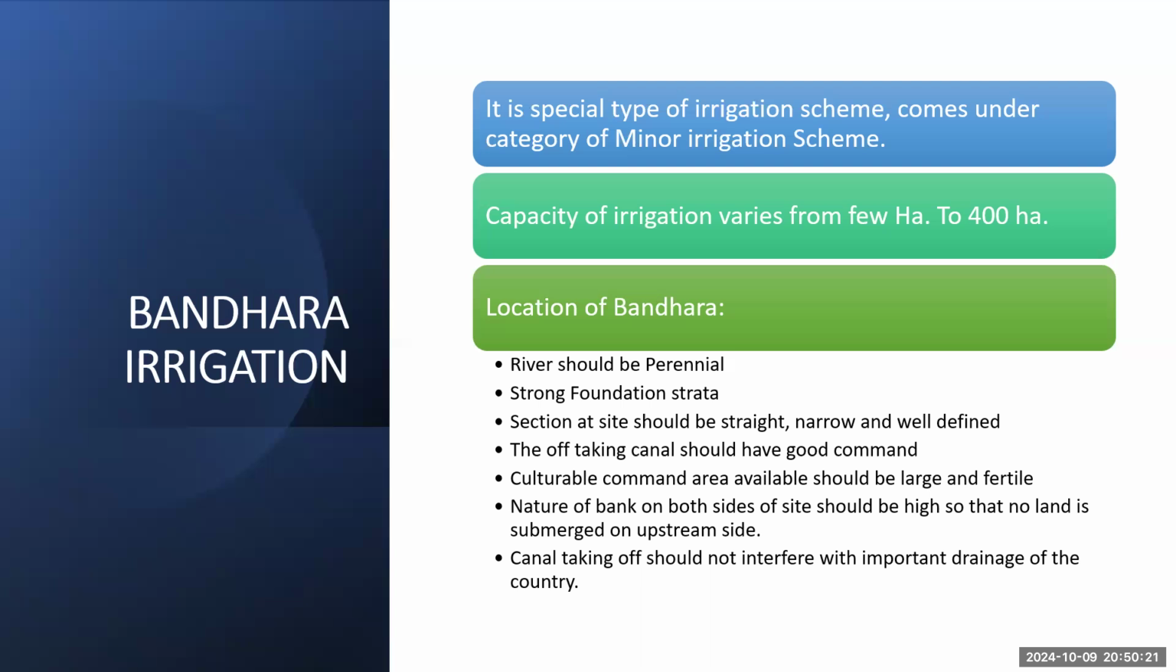The first point is that the river should be perennial. What do we mean by a perennial river? A perennial river is a river which supplies water throughout the year, or a river which has a permanent source of water like a glacier. The Ganga river originates from a glacier, so its source is permanent.